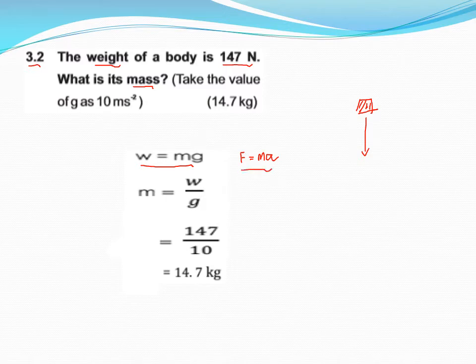F is equal to ma. So rearranging it and finally putting the values, W is 147 Newton and g is constant, 10 meter per square second. After simplification, we are having 14.7 kilogram.